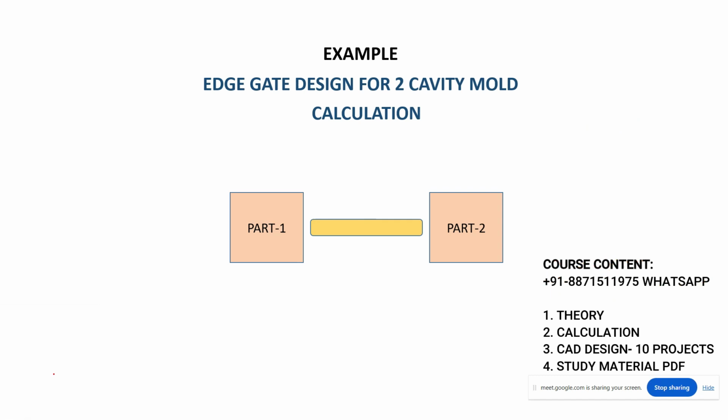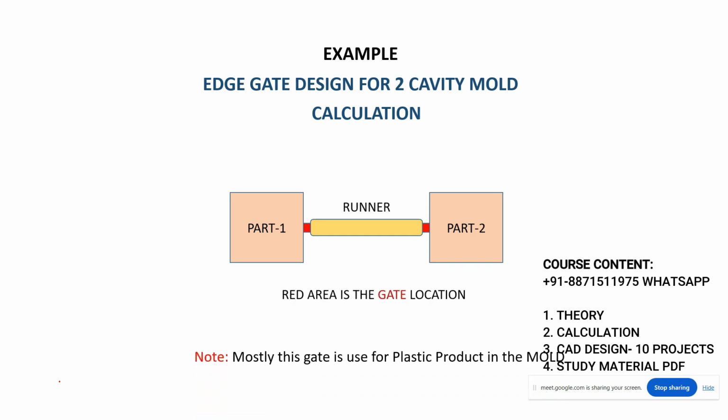Understood? Correct. So here we have part 1 and part 2, and I have designed the complete runner, which is the primary runner. This red portion is nothing but the gate. So here I am using the edge gate. Understood? Okay, so this is the runner, and the red area is the gate location.